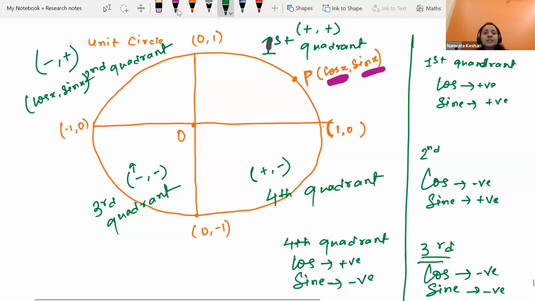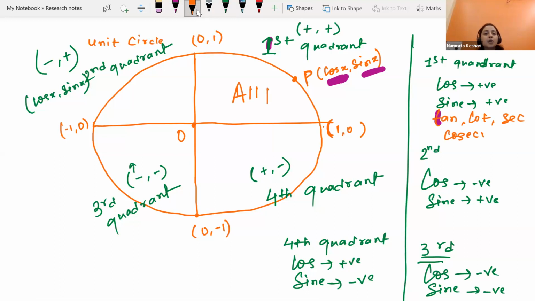We will be saying that since in the first quadrant cos and sin both are positive, tan will be positive. Tan means sin by cos. Tan will be positive, cot will be positive, sec will be positive, and cosec will be positive. That's why we say that in the first quadrant all these trigonometric ratios are positive. Are you getting it? Yes, ma'am.